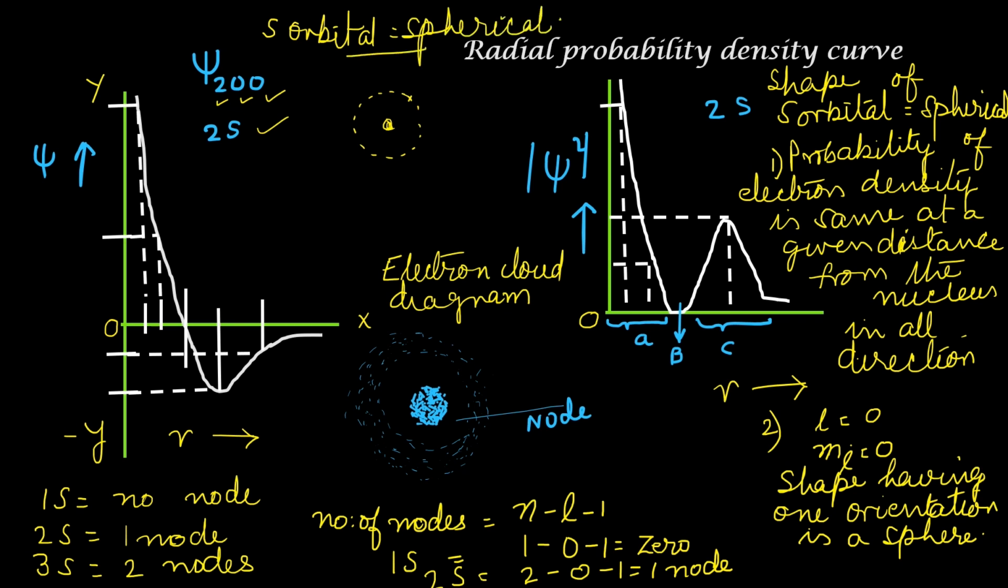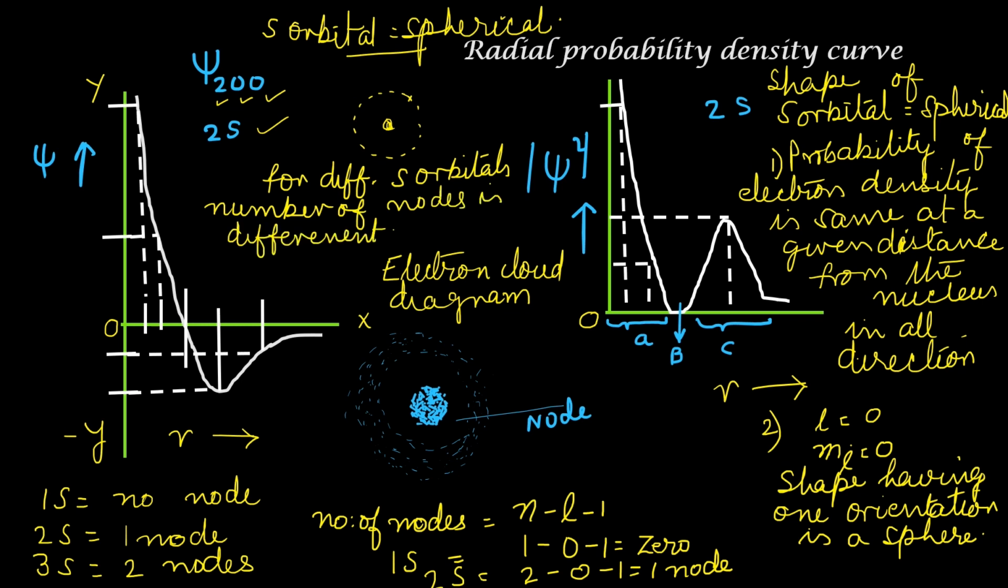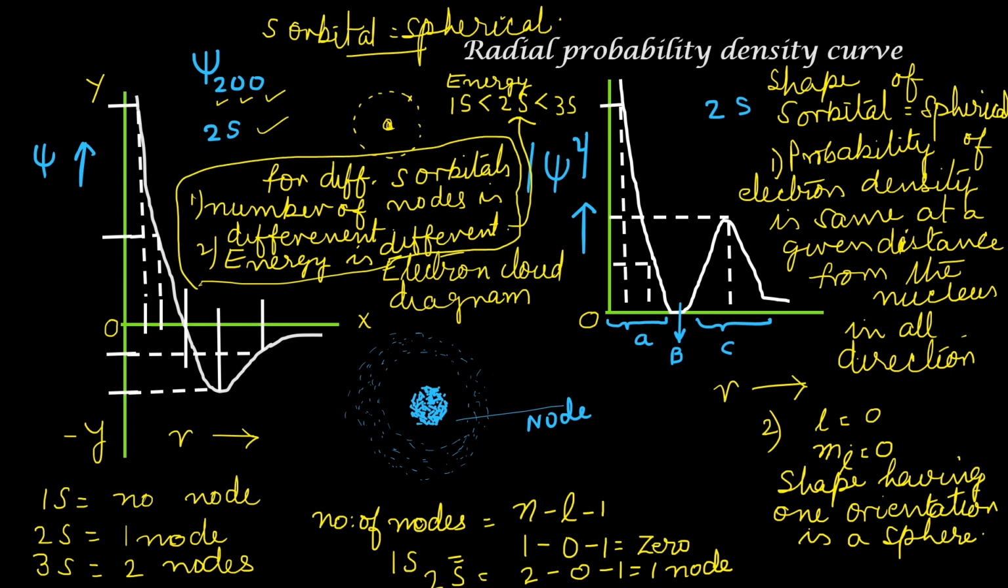Though all the s orbitals resemble in their shape, they differ in two points. One is that they have different numbers of nodes. The other point is that their energy is different. The energy of 1s is less than 2s, less than 3s, and so on. I have accommodated these two points in the available space. I hope these points are quite clear.